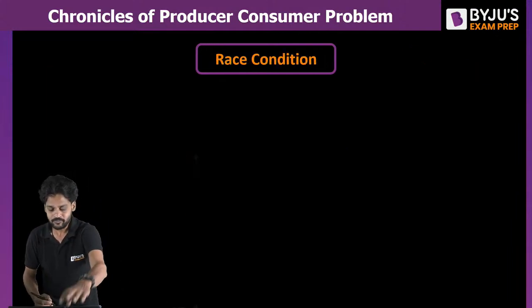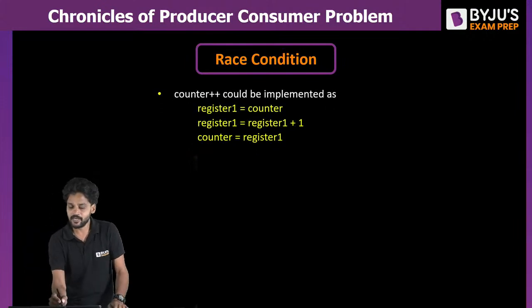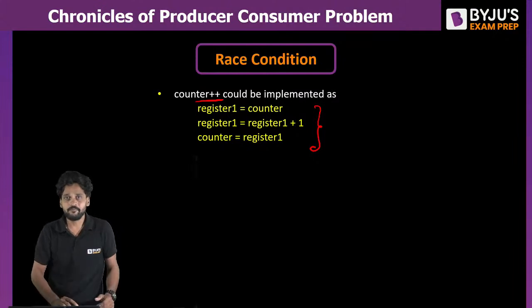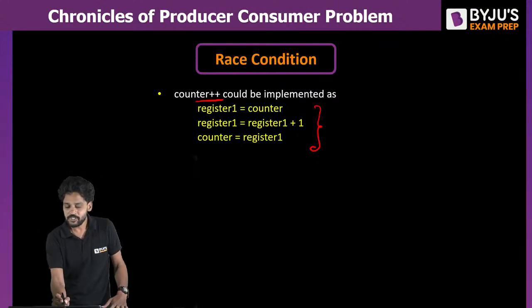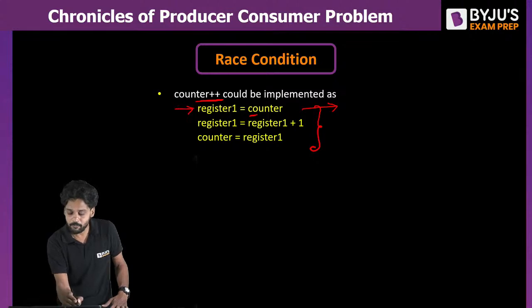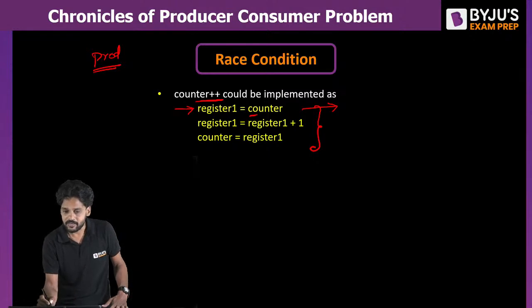So understand carefully. When counter++ is being executed, three equivalent machine operations should be performed within the system. Counter++ will have to perform three operations. Each of these operations will require a machine language instruction to execute. The first instruction is an assignment instruction, where the counter will get assigned to one of the processor's registers. In this case, I am talking about the producer only. Producer is making the counter value incremented. Consumer is making the counter value decremented.